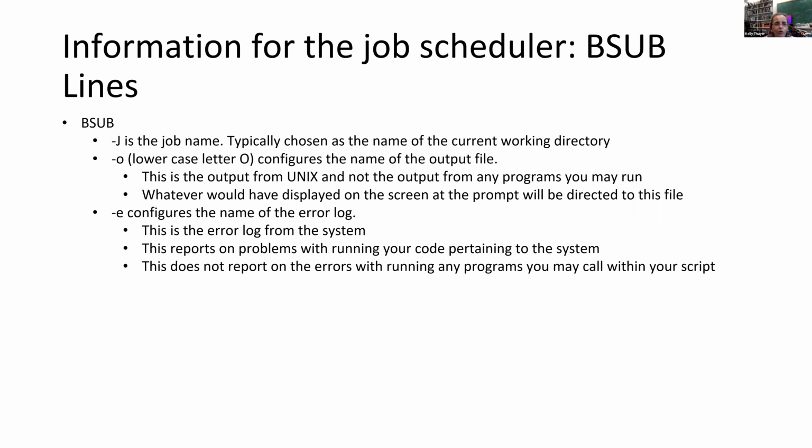-O, this is the lowercase letter O, configures the name of the output file. This is the output from Unix and not the output from any programs you may run. Whatever would have displayed on the screen at the prompt will be directed to this file. So the caveat to saying this is only the output from Unix is not completely true because you could get output from your program that would have displayed on the screen in Unix. So the origin of it may have been your program that got passed to Unix. So maybe it's more precise to say that it's anything that Unix produces itself or that gets passed to Unix, which it normally would have shown to you if the monitor were on.